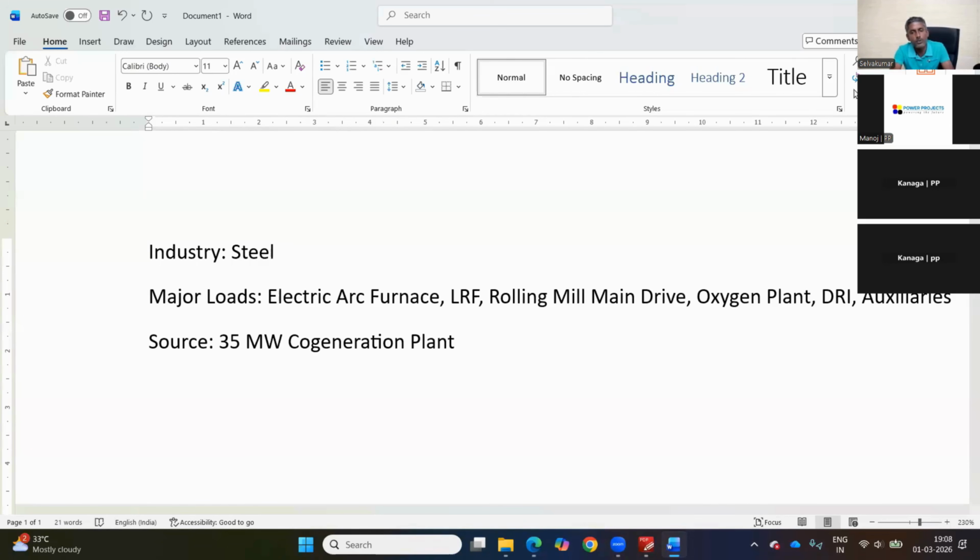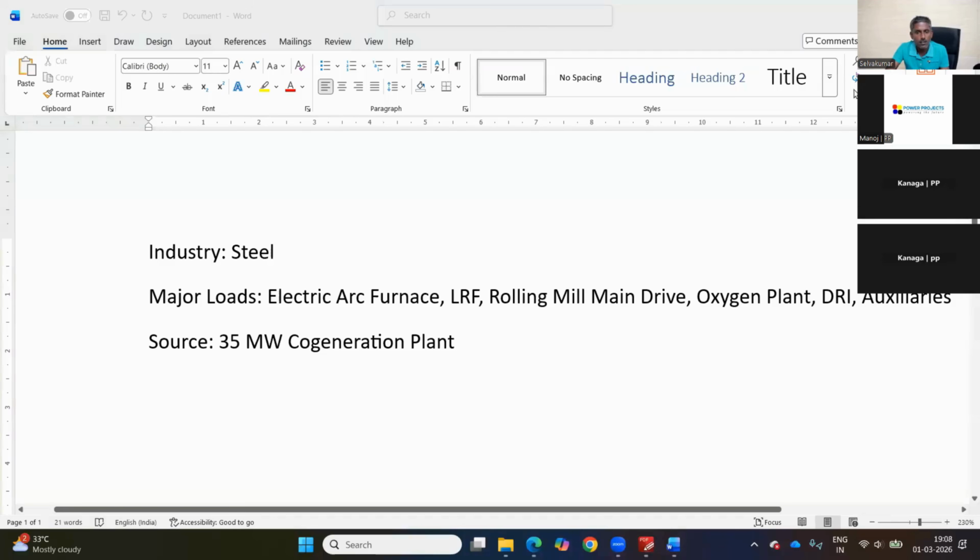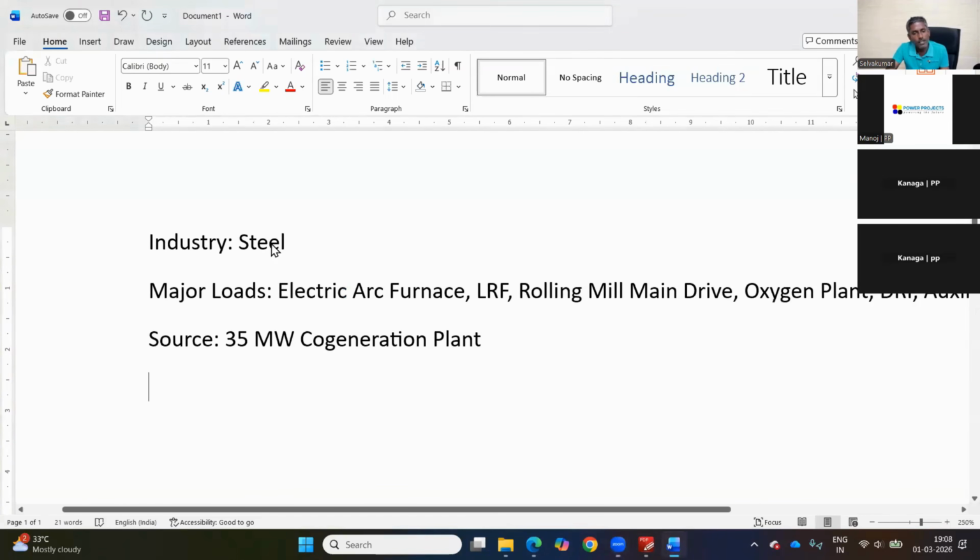Converting electricity into heat or heat into electricity is a very inefficient process. Typically a steel industry needs heat for the process, and the excess heat can be recovered and used to generate steam, and that steam can power a steam turbine generator. That's this 35 megawatt cogeneration plant.